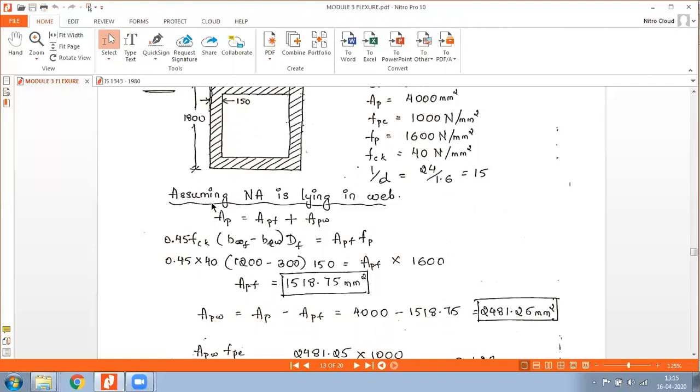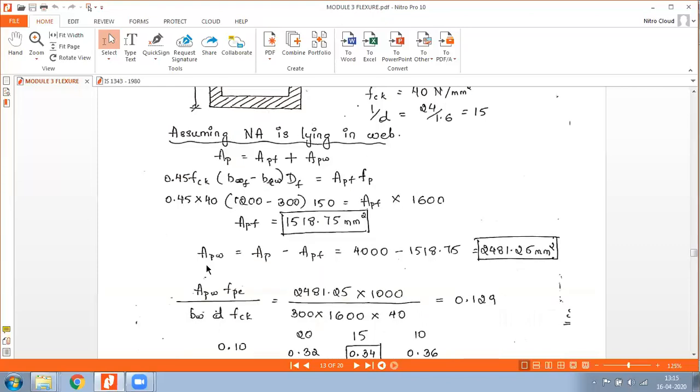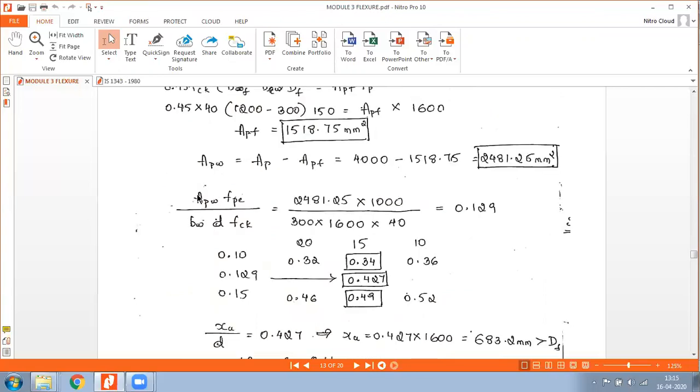In this step, assuming the neutral axis lies in the web, we need to equate the compressive force with the tensile force. We need to calculate APF. Once the APF value is calculated, we need to calculate the APW, that is AP minus APF. We get the APW as 2481.25 mm². Now we need to calculate the new effective reinforcement ratio, APW FPE divided by breadth of web into effective depth into FCK. Now we get the new effective reinforcement ratio as 0.129.